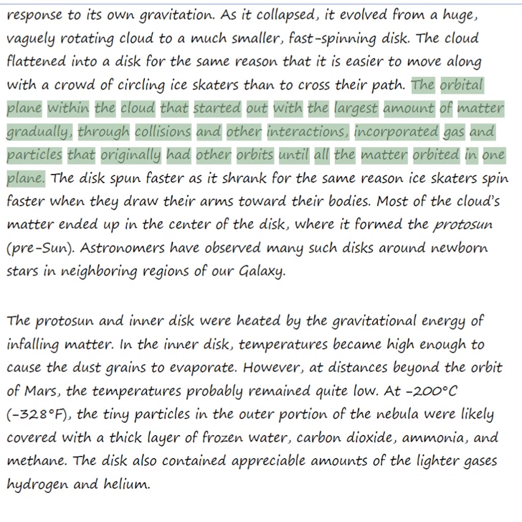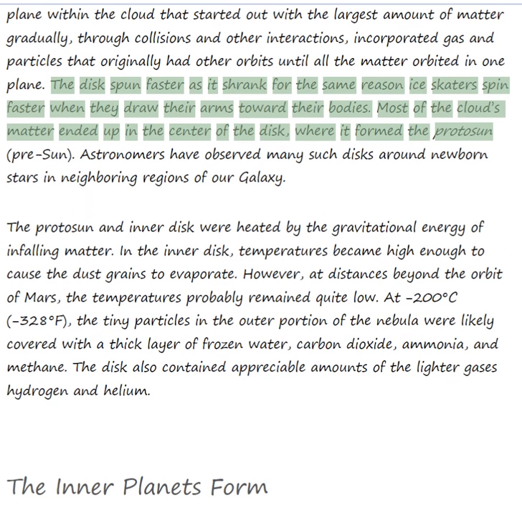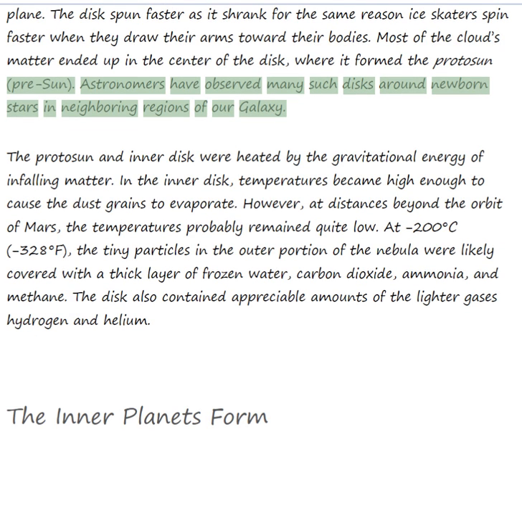The orbital plane within the cloud that started out with the largest amount of matter gradually, through collisions and other interactions, incorporated gas and particles that originally had other orbits until all the matter orbited in one plane. The disk spun faster as it shrank for the same reason ice skaters spin faster when they draw their arms toward their bodies. Most of the cloud's matter ended up in the center of the disk, where it formed the protosun. Astronomers have observed many such disks around newborn stars in neighboring regions of our galaxy.